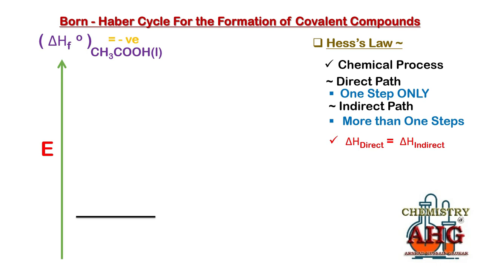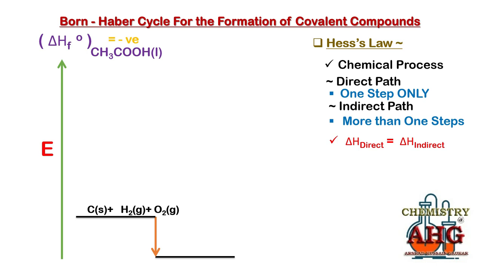What are those elements from which ethanoic acid is produced? We can see from the chemical formula of ethanoic acid that the elements are carbon, hydrogen and oxygen. We have taken carbon solid, hydrogen gas and oxygen gas in their most stable state, how they exist at room temperature. Now, since the formation of ethanoic acid is exothermic, energy will decrease. So from this position we will move downwards, and at the end of the arrow we will draw another horizontal line where we will place our product.